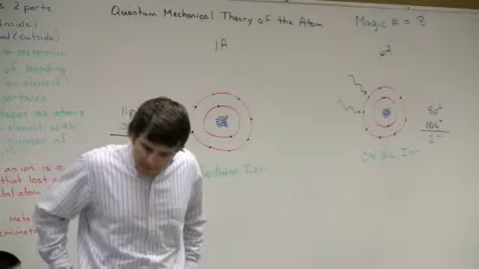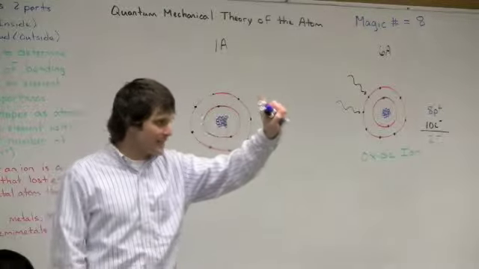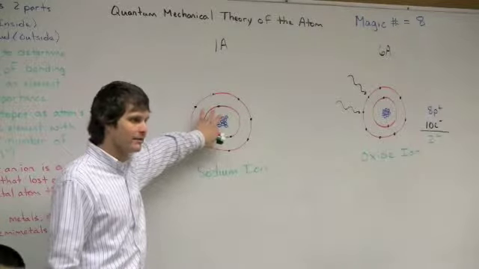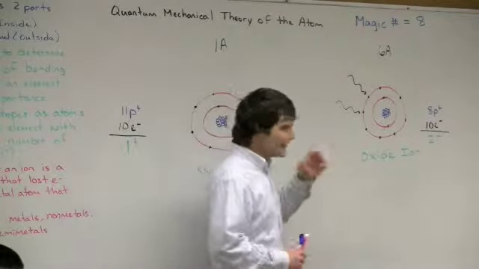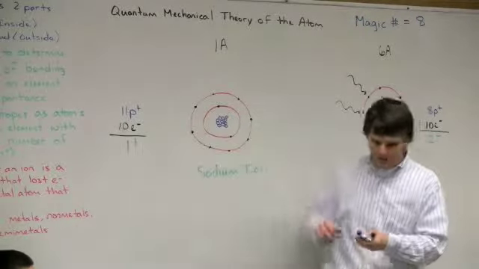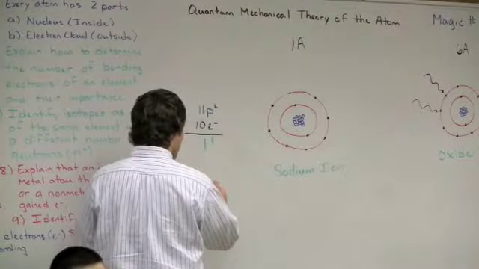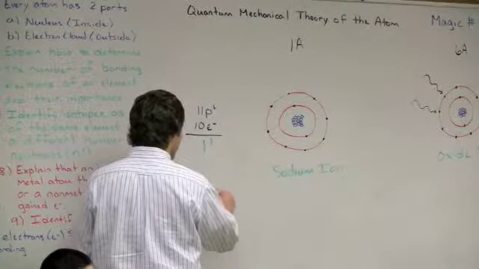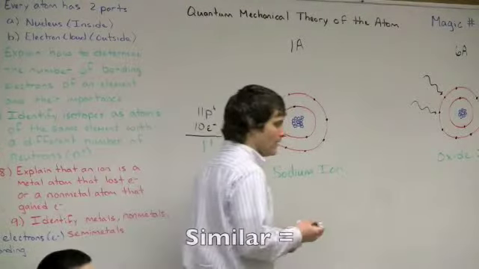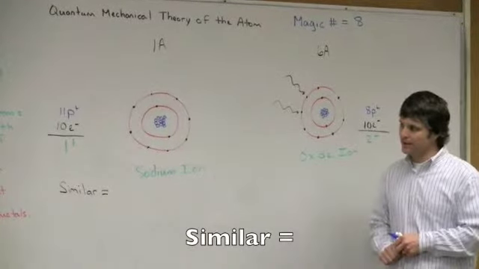So on the bottom of P12, and we're talking about sodium, we're supposed to write things that are similar about an atom of sodium and an ion of sodium, and then things that are different about the atom of sodium and the ion of sodium. So, for sodium, on that first line for question number 3, I'm going to write the word similar and put an equal sign.